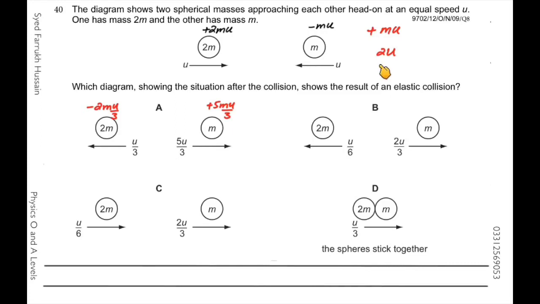Now to check for relative speed of separation, u upon 3 plus 5u upon 3, because they are moving in opposite directions, so you will add, because opposite add in relative speed of separation. So it will give you 2u, which means both conditions are satisfied. So option A is correct, while options B, C and D will give you incorrect answers for either 1 or 2.